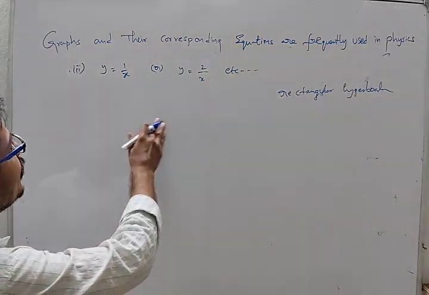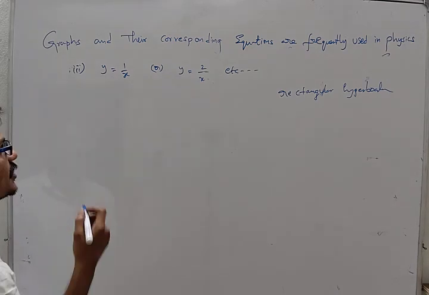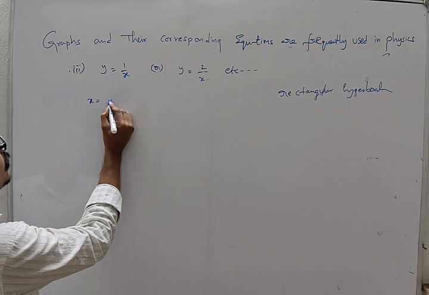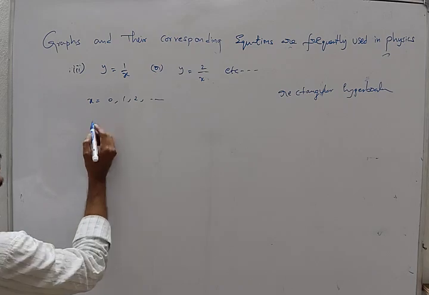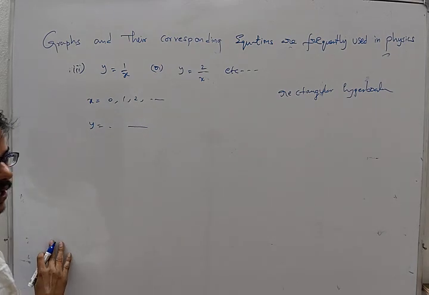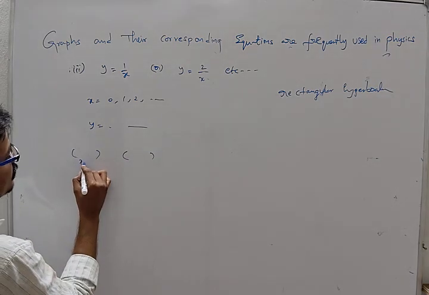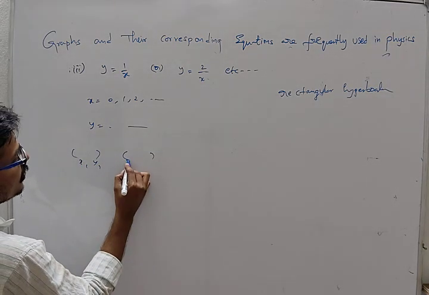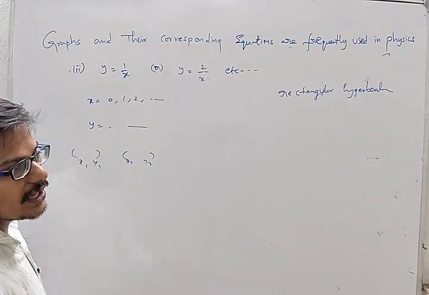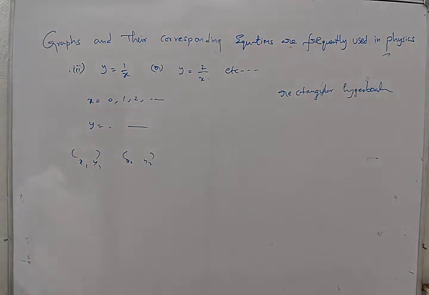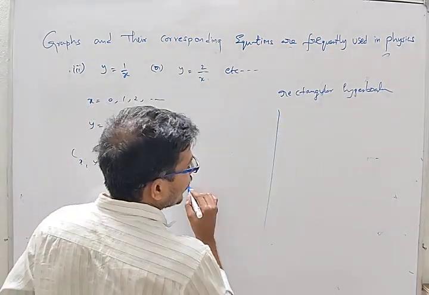See here, we have y equals 1 by x. Similarly, like previous classes, we consider x values 0, 1, 2, 3, like that. When we take the x values, we can get some y values. So we can get some coordinates (x1, y1), (x2, y2), like this. By using all these points, if we draw a graph, we can get a rectangular hyperbola shape. For these cases, the graph will look like this.